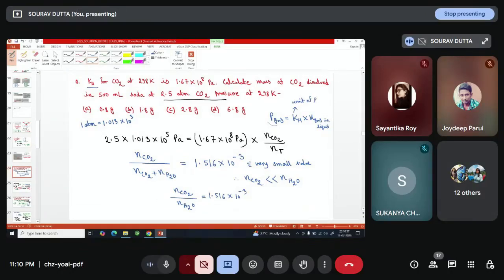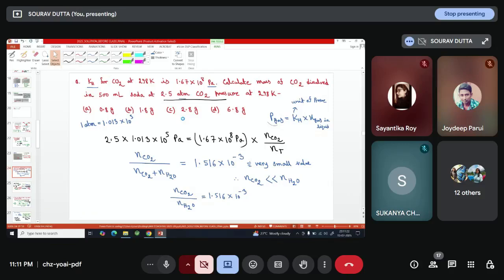K is also the unit of pressure, right? Because x is a unitless quantity. So one pressure is given in Pascal unit, another is given in atm unit. How can you calculate? You have to convert one of them. তাই আমি atm টাকে পাস্কালে কনভার্ট করে নিয়েছি. I just converted the unit atm into Pascal. So N of CO2 by N of water is 1.516 into 10 to the power minus 3.